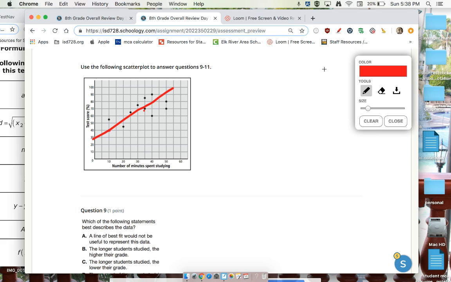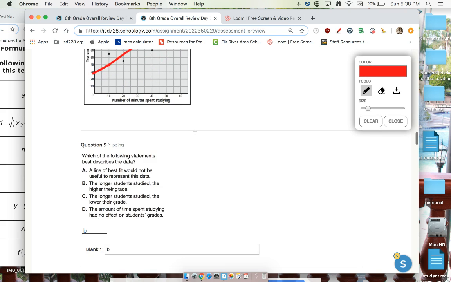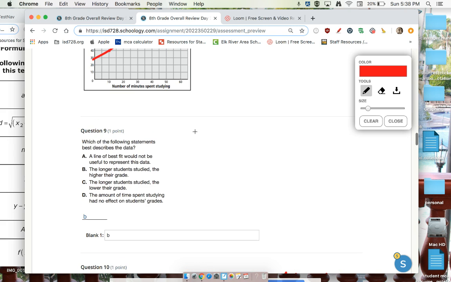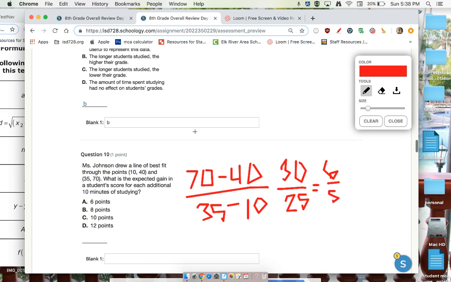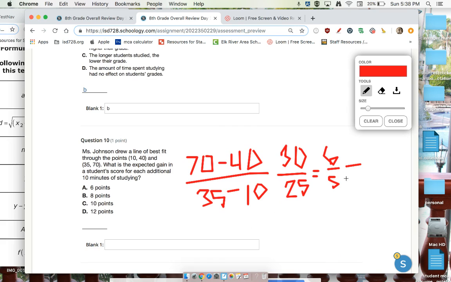Then I want to know for each additional 10 minutes of studying, what will the change in grade be? So I'm going to use that 7th grade standard and figure out what the unit rate is. So that would be 6 points to 5 minutes as what is to 10 minutes. And that'd be 60 divided by 5 is 12 points. So it should be 12 points for each additional 10 minutes of studying.